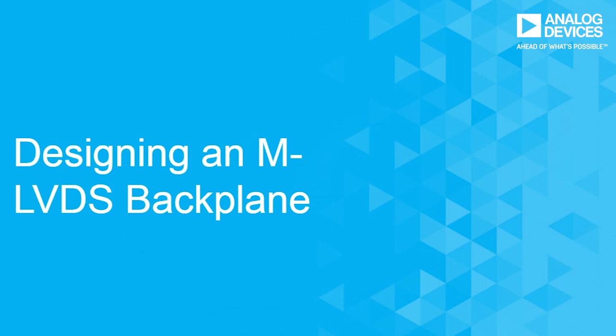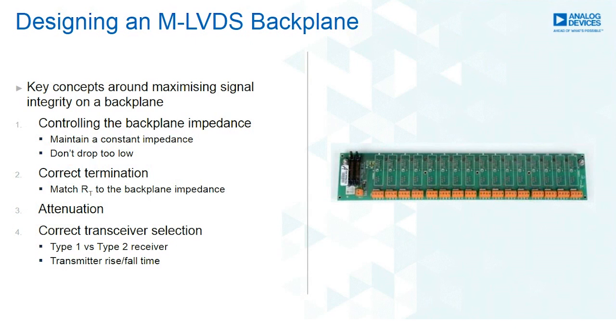Next, we're going to cover some tips and tricks for when you're designing an M-LVDS backplane. There are a couple of key concepts, and really the main goal is to maximize the signal integrity on the backplane. There are four things you can break this down into. The first is that you need to control the backplane impedance. As you move along the backplane, the impedance needs to stay relatively constant from module to module. It's also important that the impedance doesn't drop too low, and we'll discuss that in the coming slides.